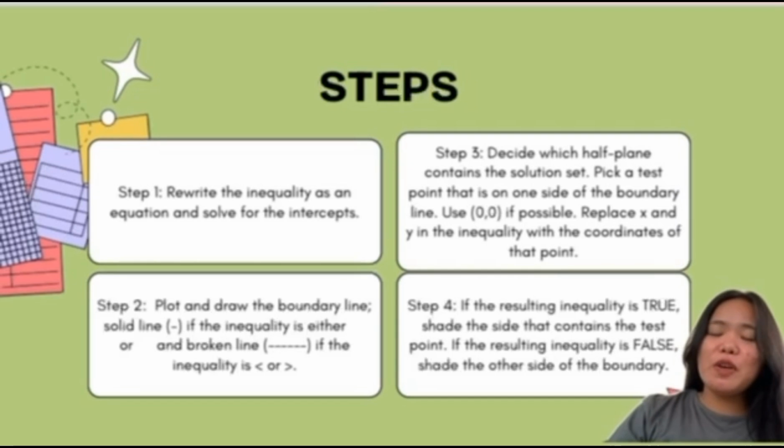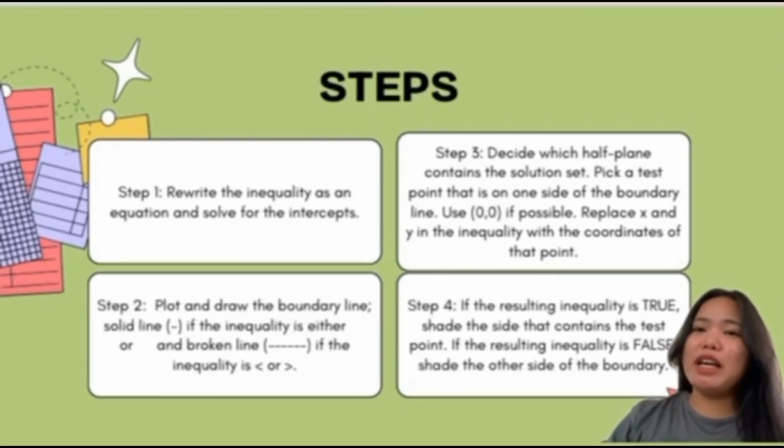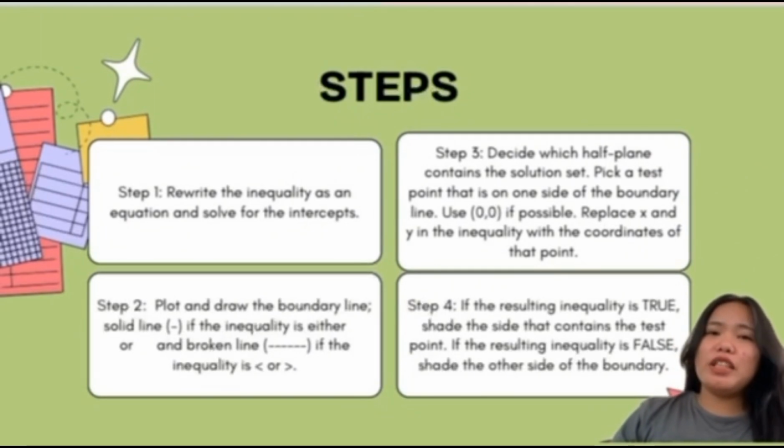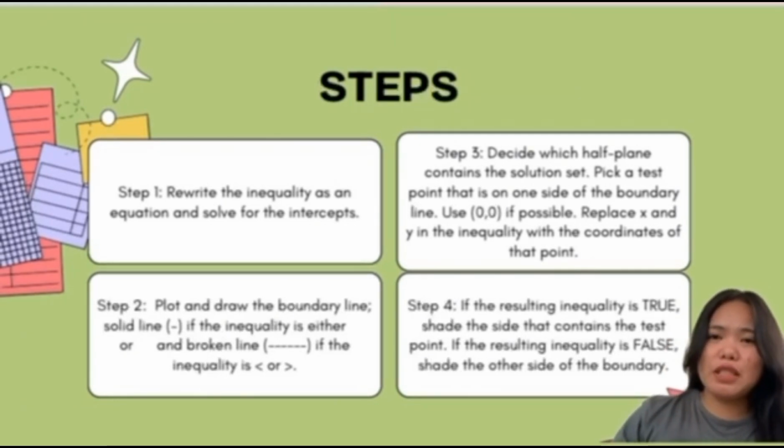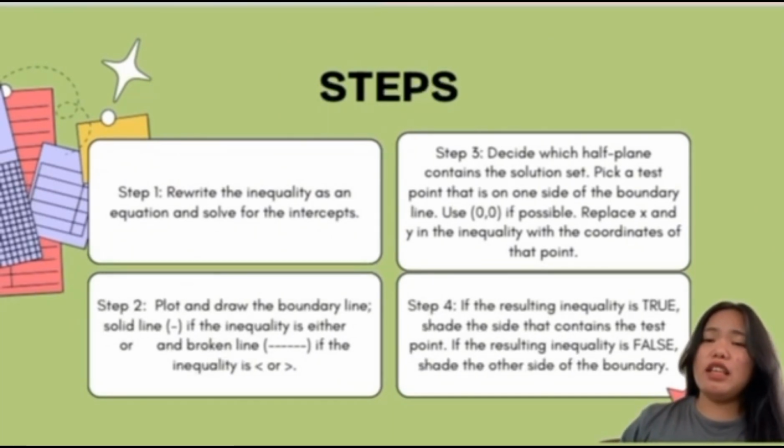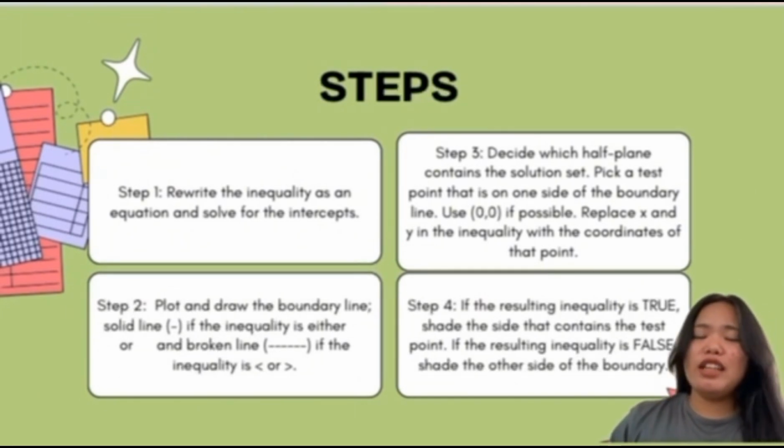Before we graph the equation, we need to know the process we will follow. By graphing, we have 4 steps. The first step is to rewrite the inequality as an equation and solve for the intercepts. Step 2: plot and draw the boundary line, a solid line if the inequality is greater than or equal or less than or equal, and a broken line if the inequality is less than or greater than.